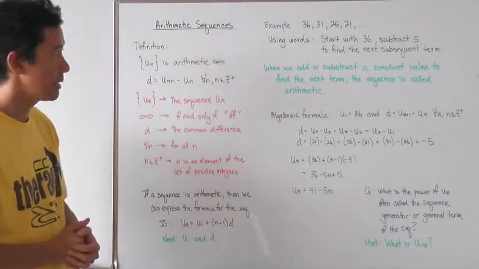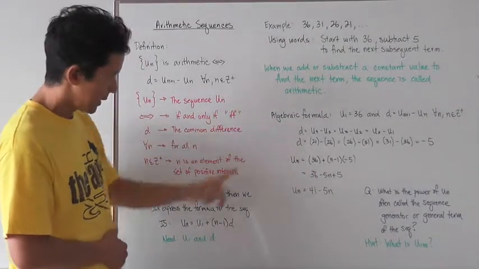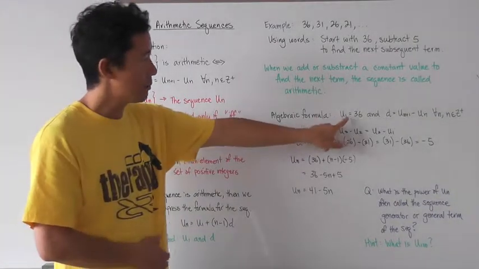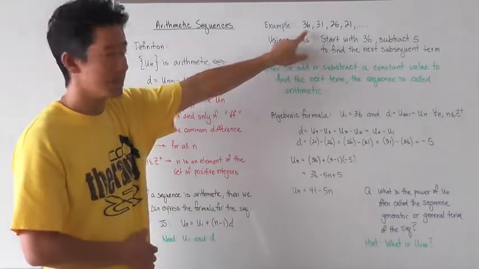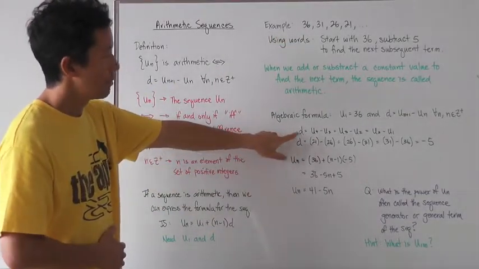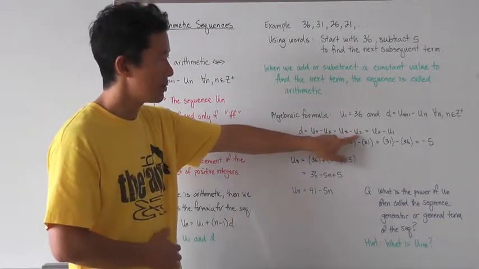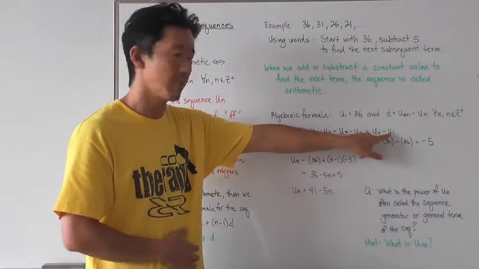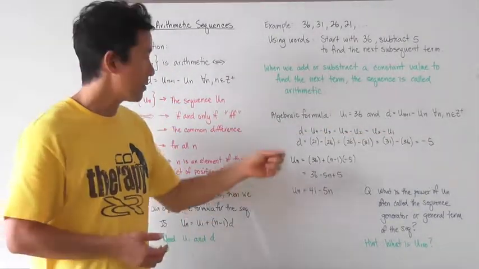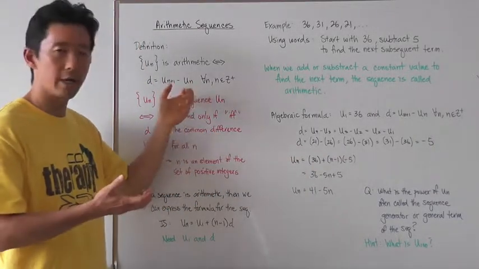So let's take a look back at this example. To find the algebraic formula, again, we need u sub 1 and d. Well, u sub 1, of course, is 36. Now, we need to find out what d is. D is going to be u sub 4 minus u sub 3, or u sub 3 minus u sub 2, or u sub 2 minus u sub 1. All of those have to come up with exactly the same value. That's why we call it a common difference. It could be a difference, but if it's not common, then it's not arithmetic.